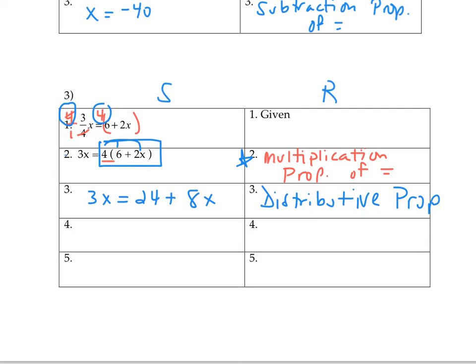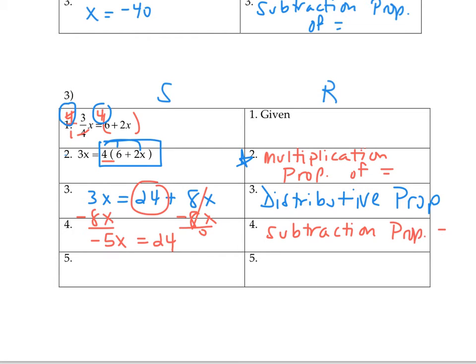Okay, my next step for solving the equation, I see that I have 3x on the left-hand side, so I'm going to try to move all the x's onto the left side. So subtracting 8x from both sides leaves us just with 24 on the right-hand side. 3x minus 8x on the left is negative 5x. That's equal to 24, and that was by subtraction. And it's the subtraction property of equality.